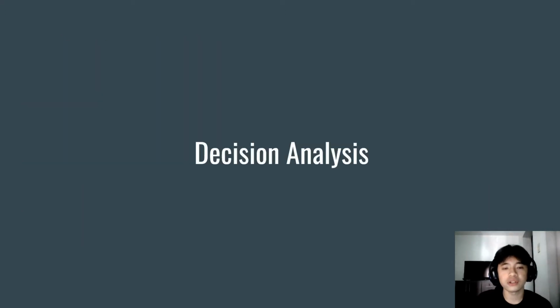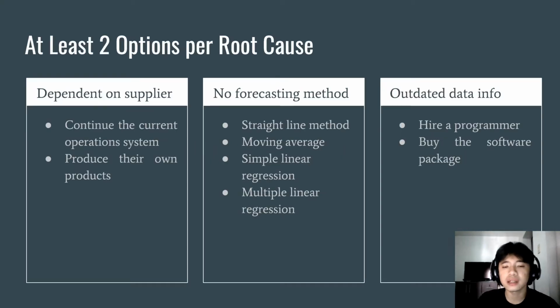Now let us go on with the decision analysis. So here, we can see that the root causes were identified as what I have said earlier, and the corresponding options of Little Cup regarding this matter. For the first root cause, which is Little Cup being dependent on their supplier, we have stated two options. It is either to continue their current operation system by getting their supplies from China, or to manufacture their own products so they do not have to depend on finding the best supplier that offers the cheapest price.